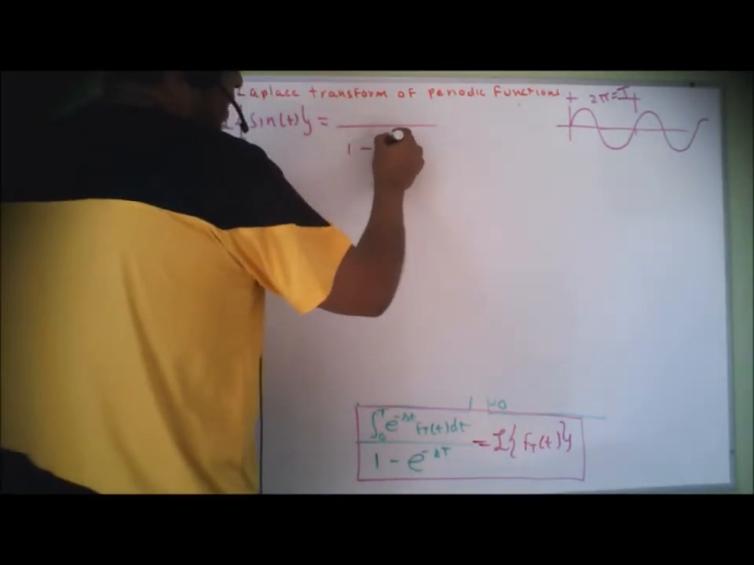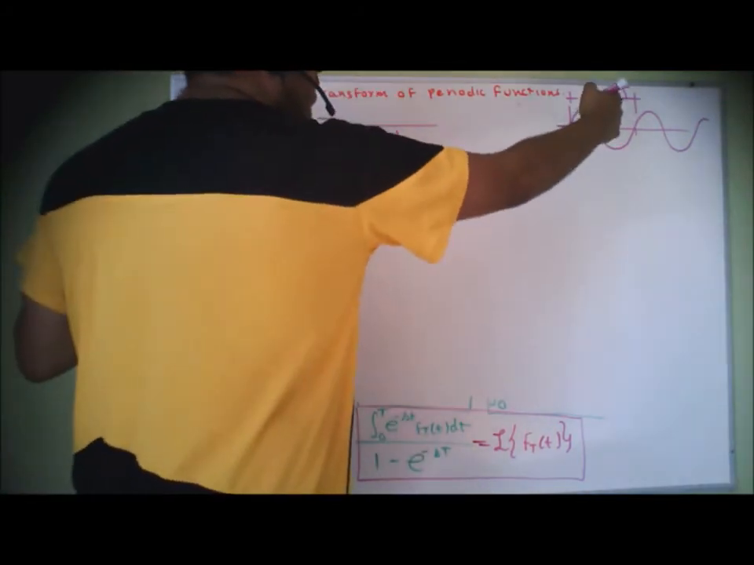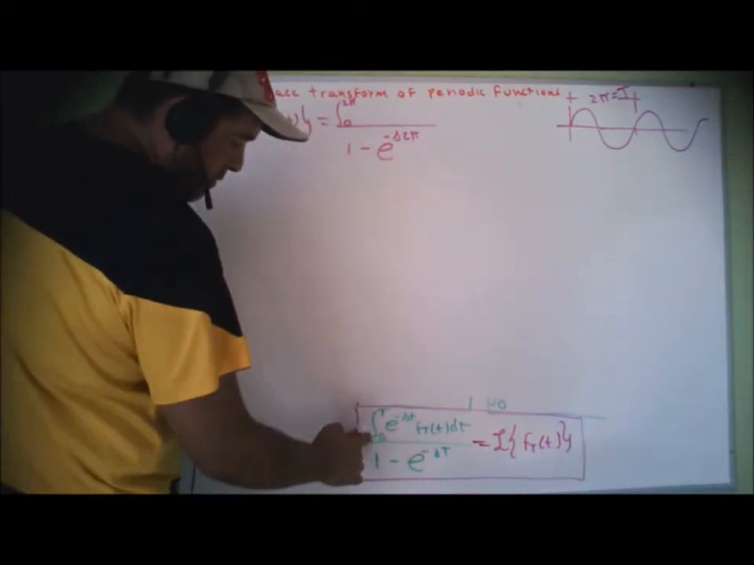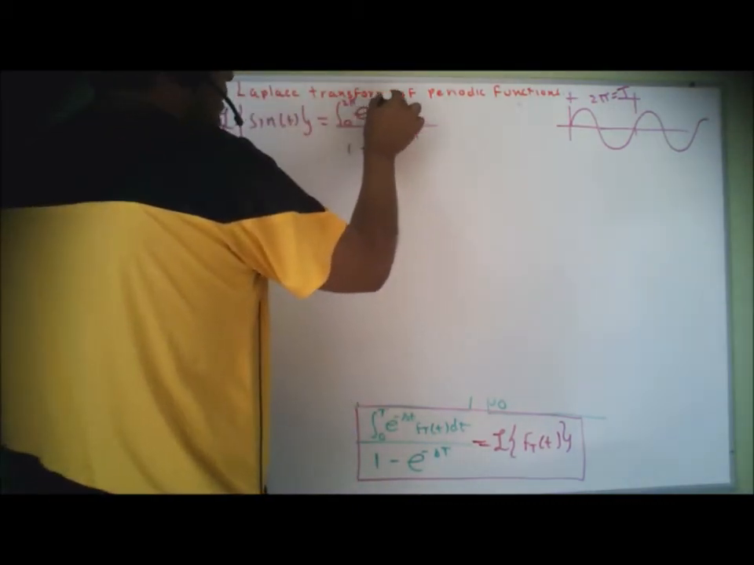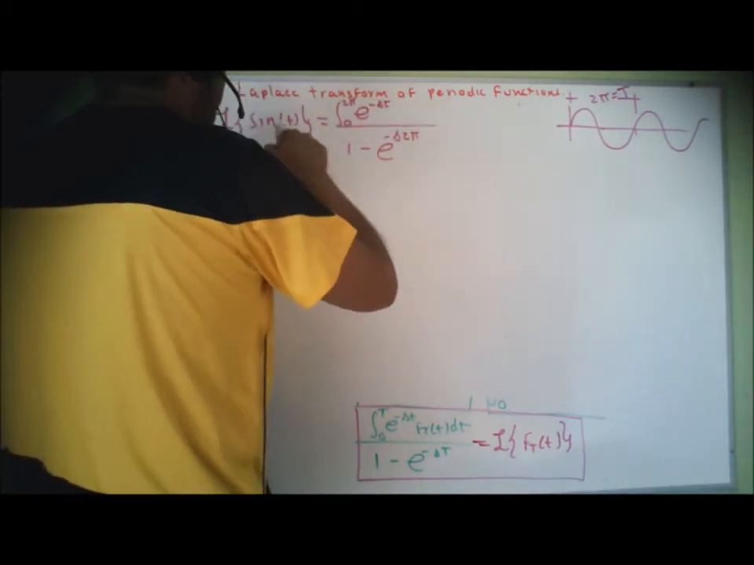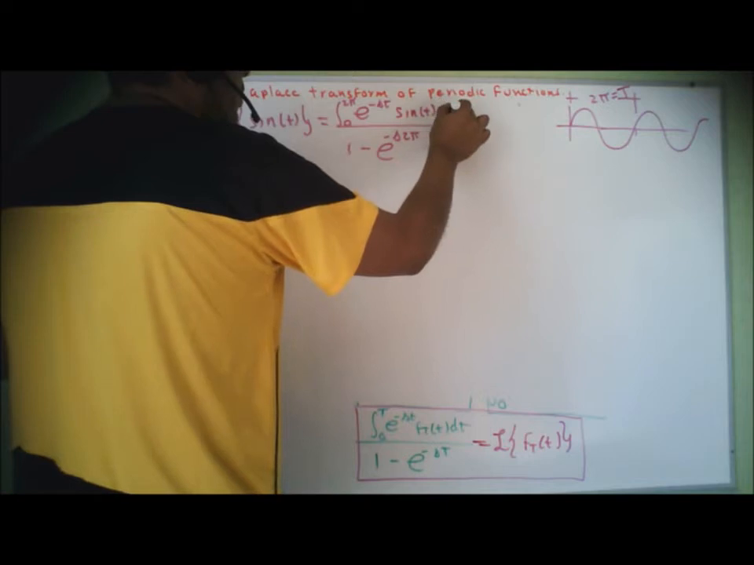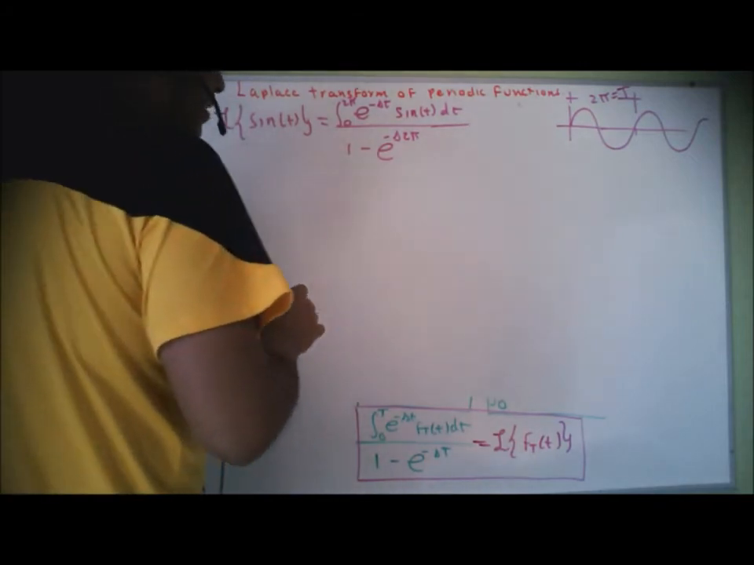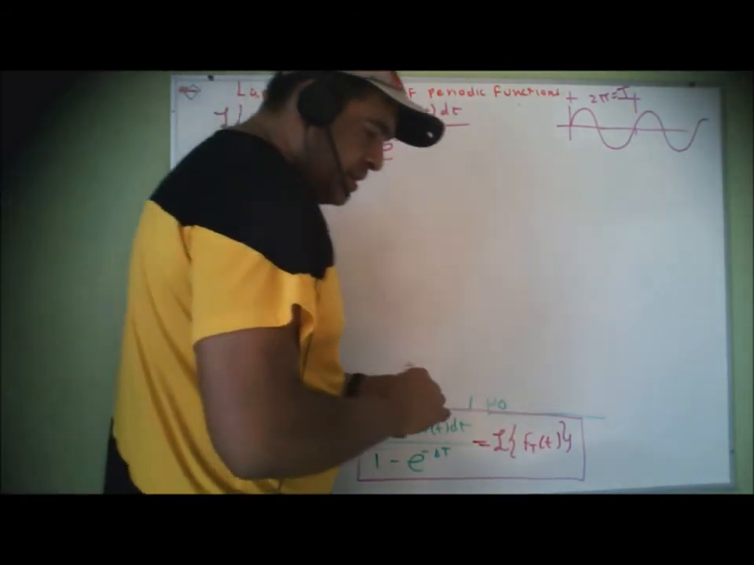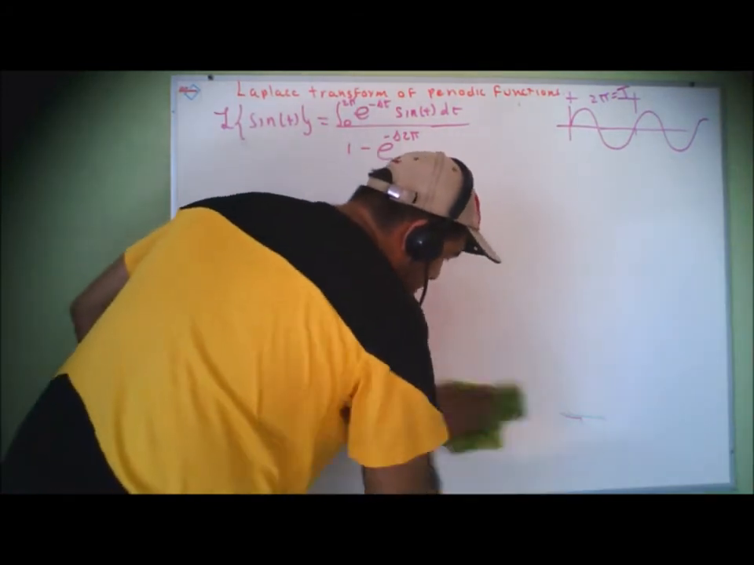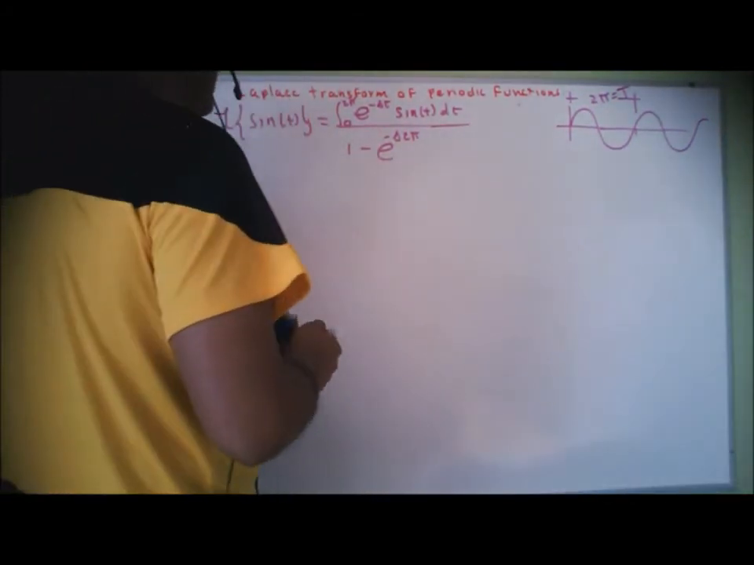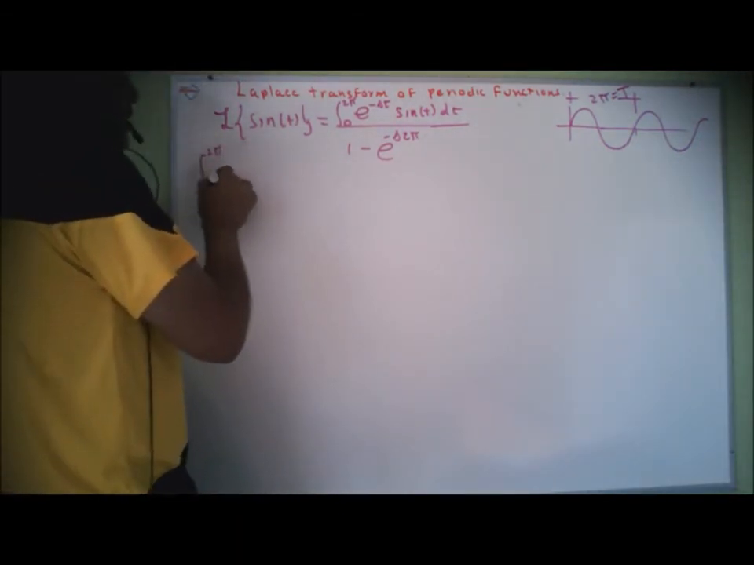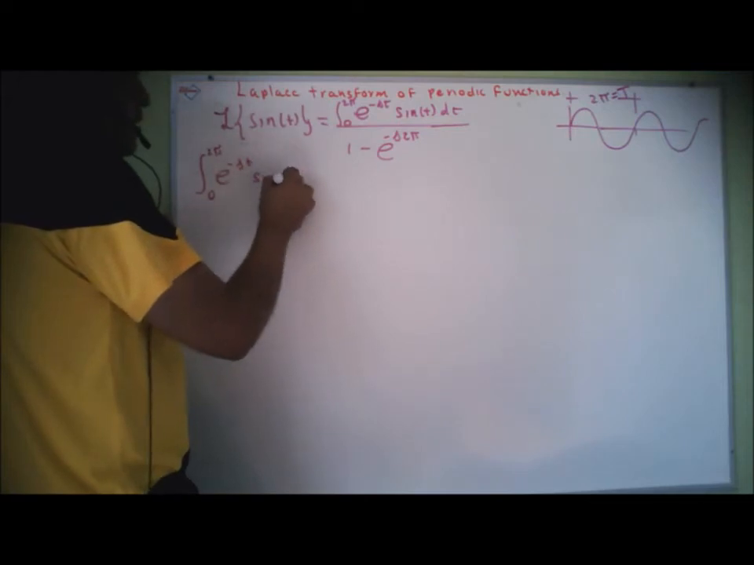If we use this formula, it's going to be 1 minus e^(-sT), where the period capital T is equal to 2 pi. And here is the integral from 0 to 2 pi of e^(-st) times the periodic function, the sine of t, dt. Now I'm going to solve the integral here and then plug in later. I'm going to erase this part because I need it. And we should get 1 over s squared plus 1. So, the integral from 0 to 2 pi of e^(-st) sine of t dt.